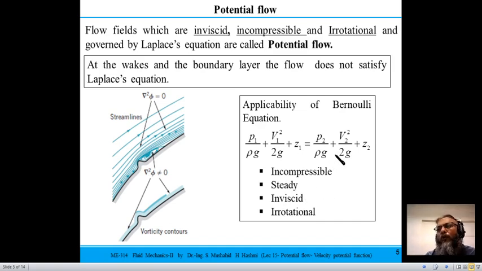One more thing you may ask: since it is inviscid, the effect of friction is ignored. But the difference between the Bernoulli equation and the energy equation is that you add some factors for taking care of friction, so head losses.